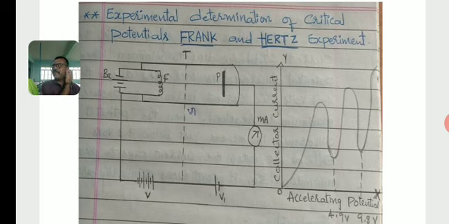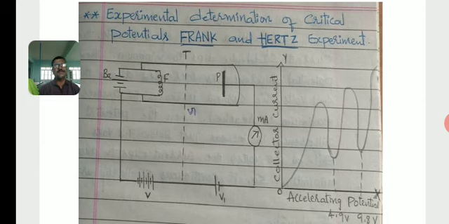Then what about the experimental procedure? Before that, just see the right diagram. If you plot the collector current against the accelerating potential, we will get a graph. At a particular voltage, say 4.9 volts, we observe a depression. Again, a second depression at 9.8 volts. So why does the depression occur at 4.9 volts and then at 9.8 volts?